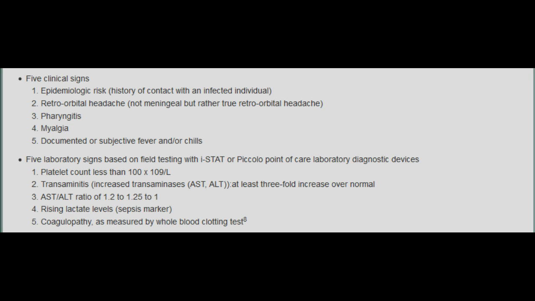So the clinical signs, I'll read those, because the laboratory signs are meaningless to 99% of the people out there. So the 5 clinical signs: you've had contact with an infected individual, retro-orbital headache, retro-orbital is behind the eye, pharyngitis, swelling of the back of the mouth, myalgia, which is the pain, and documented or subjective fever and/or chills. So if you have those 5 things, then the testing comes back, and if those 5 test criteria are met, then you have Ebola.